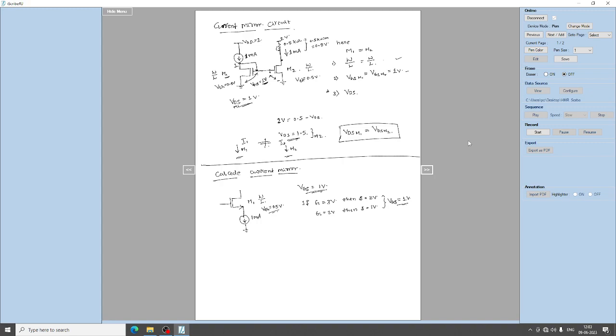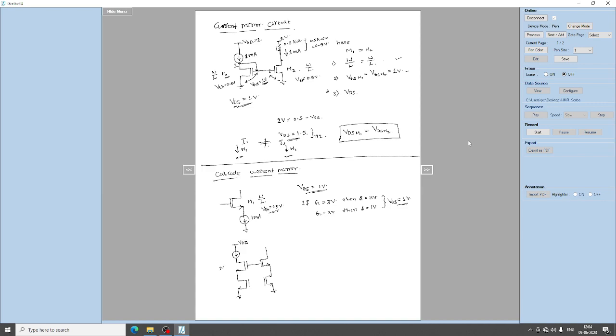Understood? So here I force the current of 1 milliamp to flow through, and because of which VGS will be adjusted automatically in this case to be 1 volt. Okay, so this is the condition for the cascode. We will complete the circuit, the cascode circuit here. This is the actual cascode circuit.